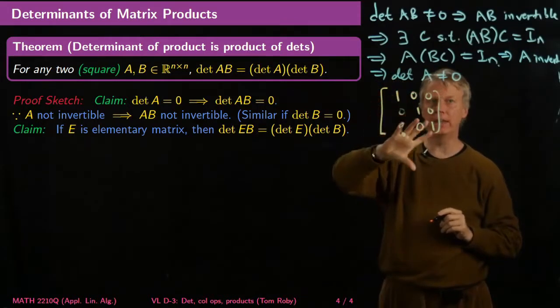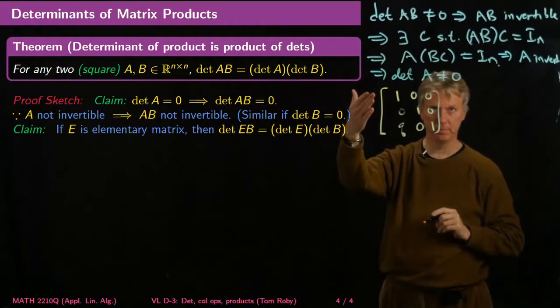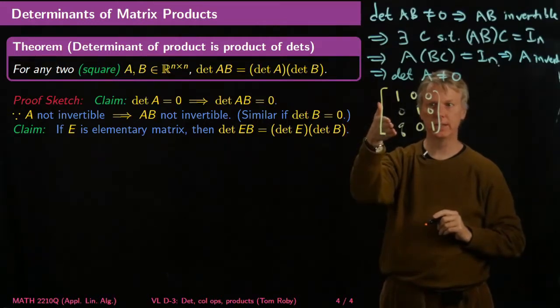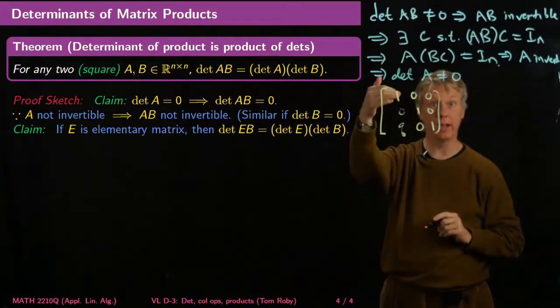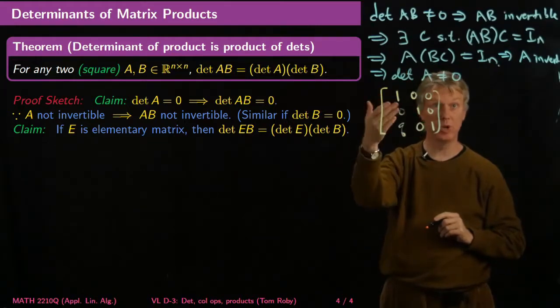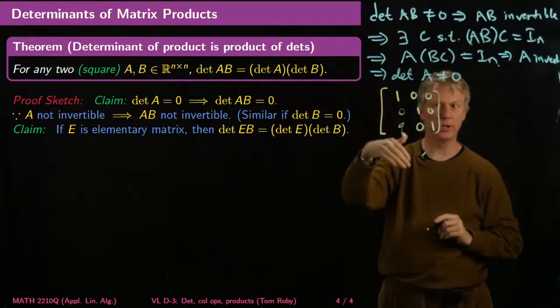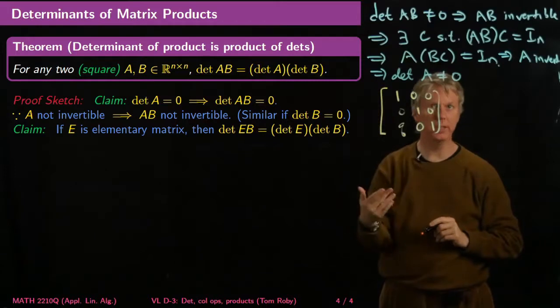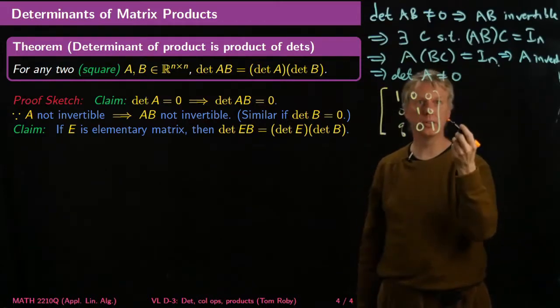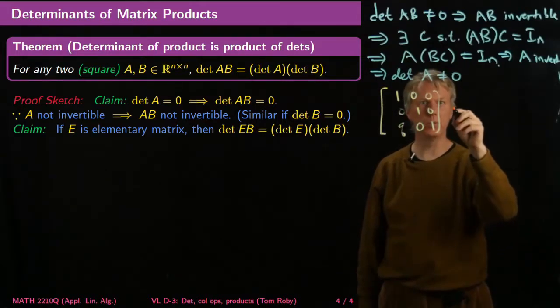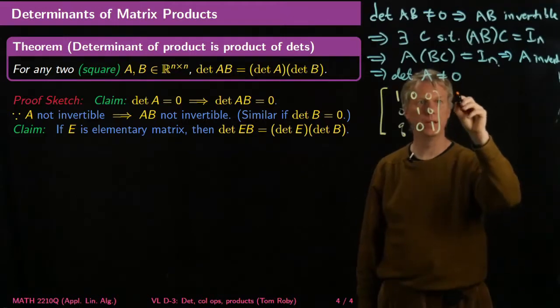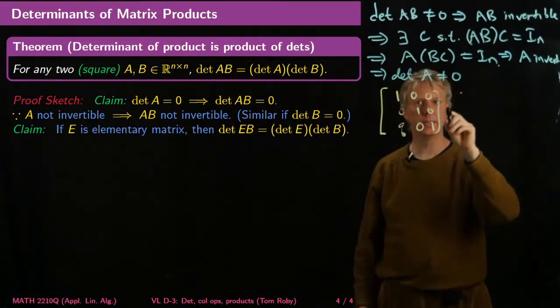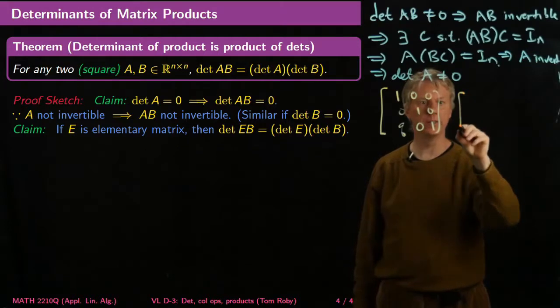Any matrix that looks like this is still going to be triangular. If I added a multiple of one row to another one, then it's either going to be lower triangular or upper triangular, depending on which way I did it, but it's still going to be triangular, and so the determinant of this is definitely going to be 1.